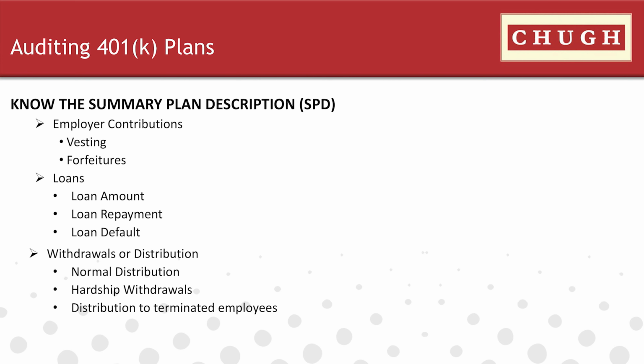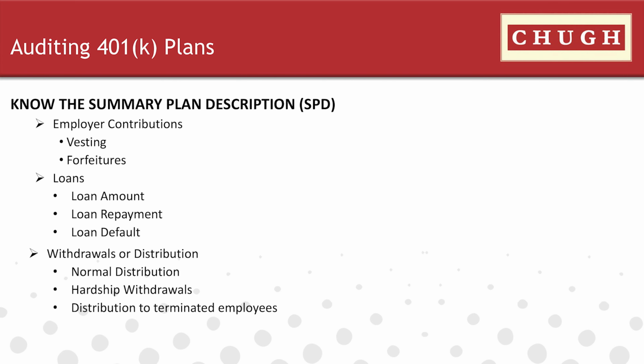If you terminate your employment, you may be required to pay the full outstanding balance of the loan. And if you don't do that, then it will be treated as a distribution, and again, they will issue you a Form 1099-R and report it to the IRS.